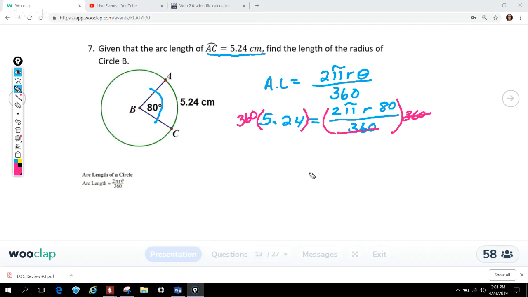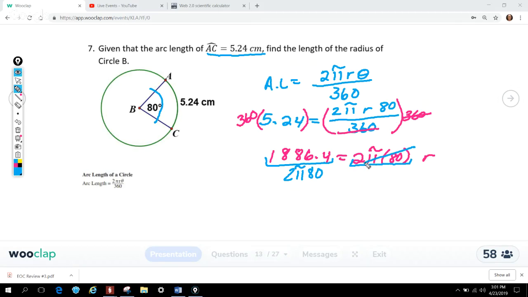So using your calculator, you can use your cell phone calculator. I'm going to type in 360 times 5.24. I got 1,886.4. And all of that equals 2 pi. Watch what I'm doing. I'm moving the 80 and then r. The reason why I moved the 80 is because all of these are numbers, so I can divide both sides by 2 pi 80 to get r by itself.